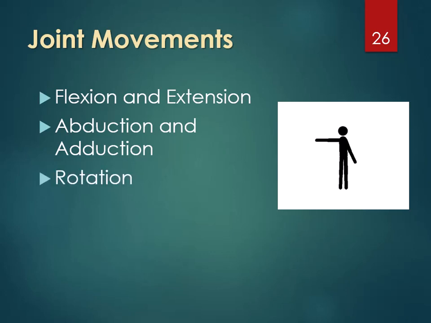Rotation is going around. Your arm can rotate almost completely, 180 degrees. When you shake your head no, that's also a kind of rotation. Circumduction is when you draw a circle in the air with your pointer finger. That is circumduction. There are other types of movements, but these are some main ones.